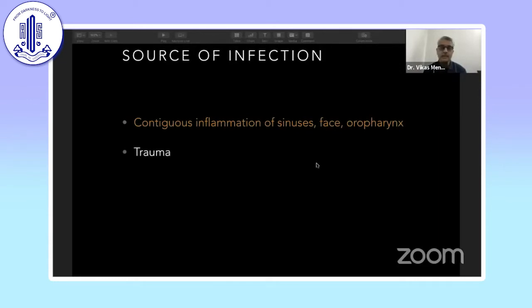Yeah. So then you can have a history of trauma, which may have led to direct infiltration of the orbit with some bacteria or microbes. Thirdly, there can be a foreign body lodged in the orbit, particularly organic foreign bodies, which have a high chance of polymicrobial growth over their surface, which can lead to a severe kind of orbital cellulitis. And lastly, it can be a hematogenous spread, which is less common.